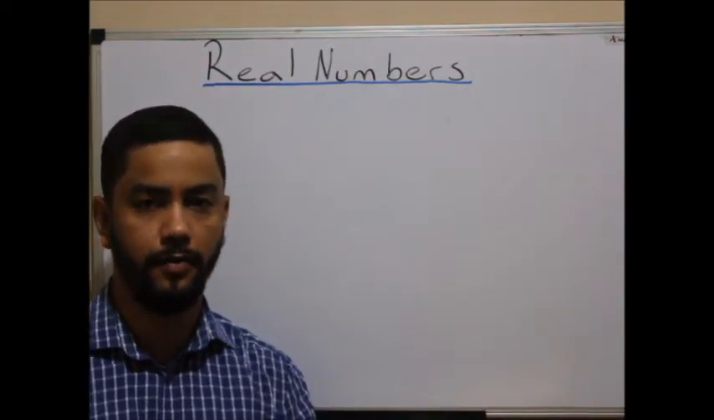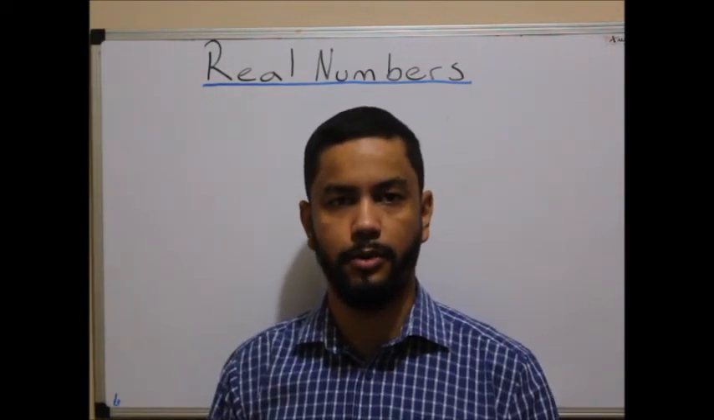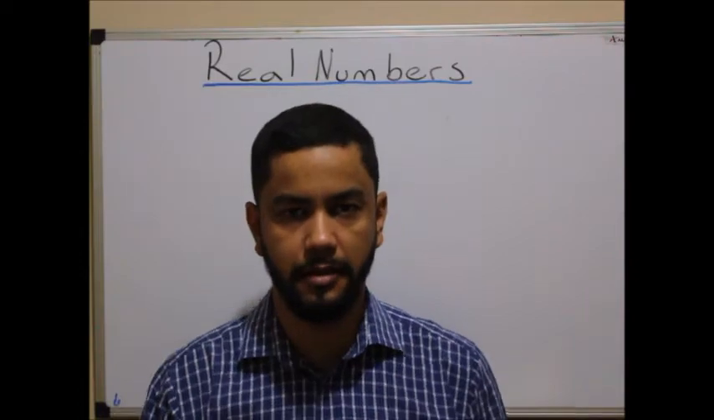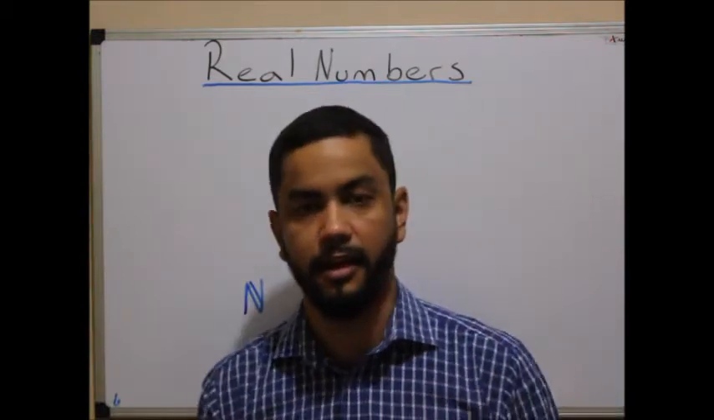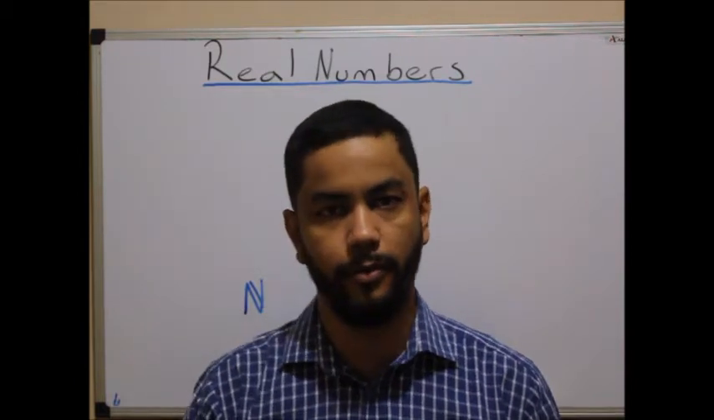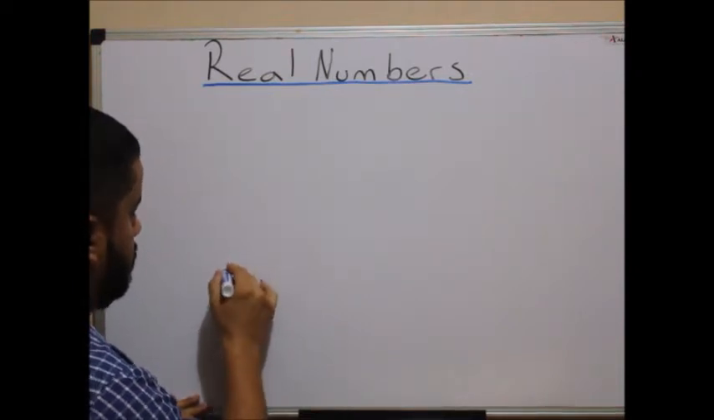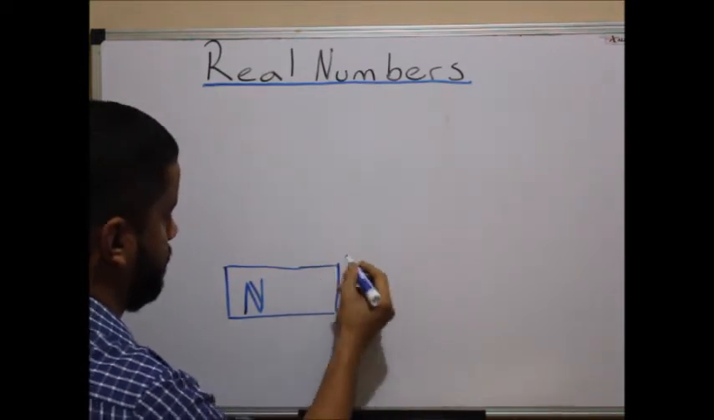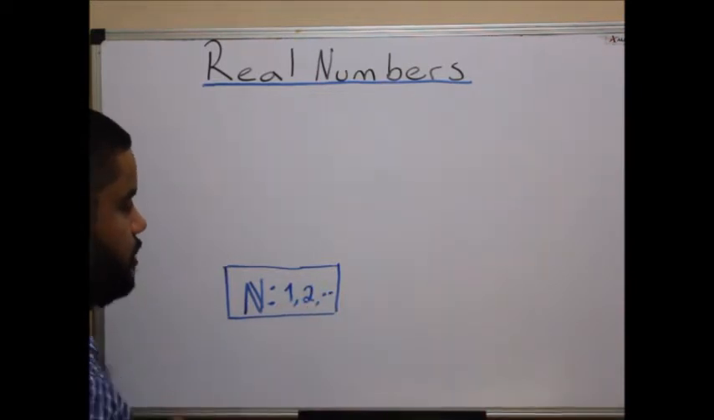Our next topic is real numbers. To understand what real number means, we're going to start from our main set, the natural numbers, and we're going to write it here, N. Remember that natural numbers are numbers like 1, 2, 3, 4, 5, and we continue to infinity. We're going to place our natural numbers in a box here: 1, 2, and we continue.